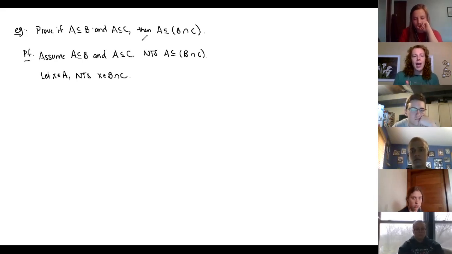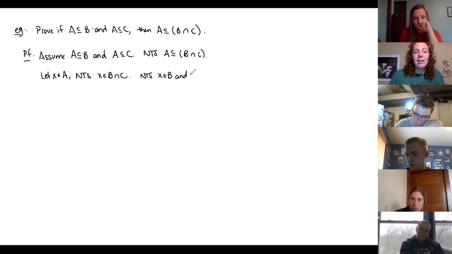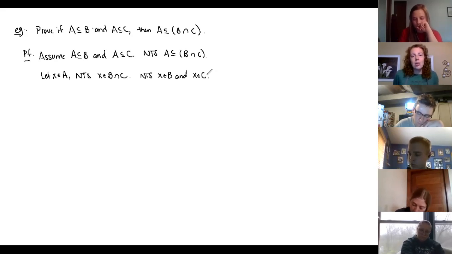So I need to show that if I have an element in the left side, that's A, then that element exists in B intersect C. And if I translate that into words, that means I need to show that X lives in B and X lives in C, right? Again, intersection goes with and. That's my need to show.